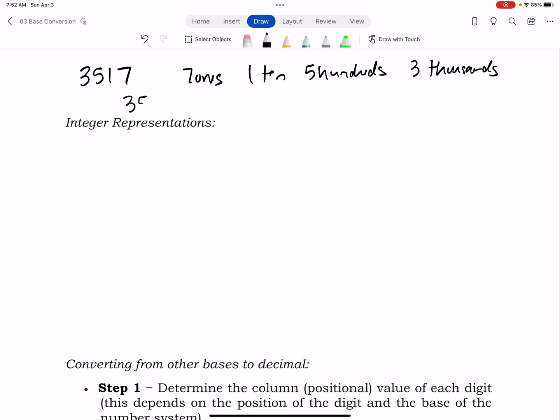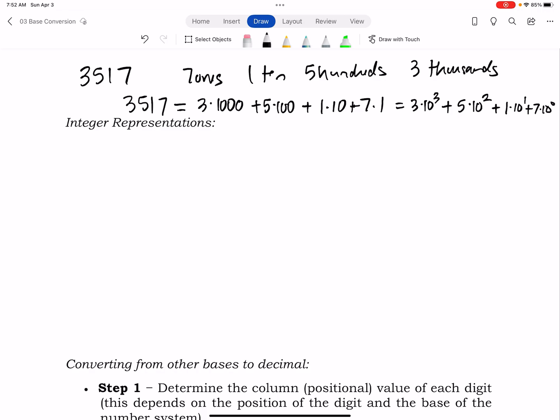And so the number 3517 can be written as 3 times 1,000 plus 5 times 100 plus 1 times 10 plus 7 times 1, which is the same as 3 times 10 to the third plus 5 times 10 squared plus 1 times 10 to the 1 plus 7 times 10 to the 0. And we can do this with any base. In this case, our base is 10 because I'm always raising 10 to a power, and the digits that we're allowed to use are 0 through 9.